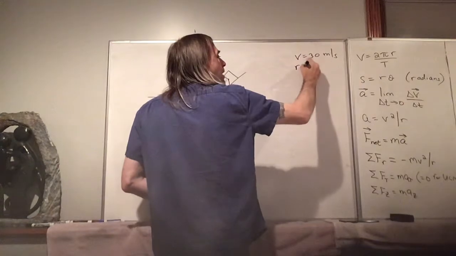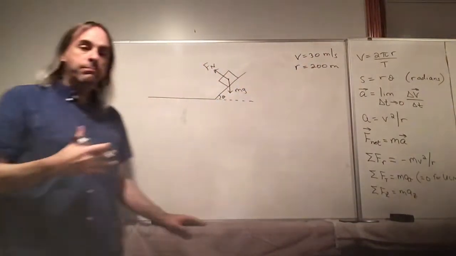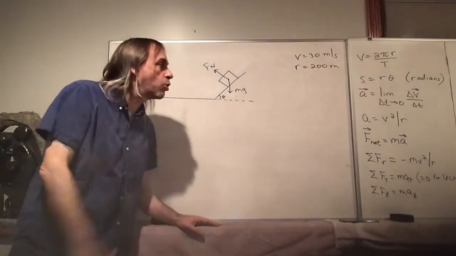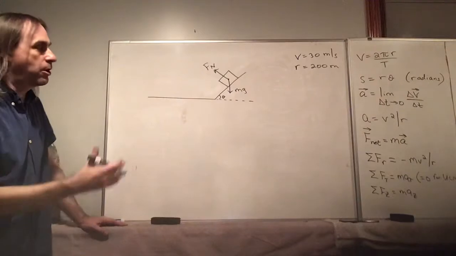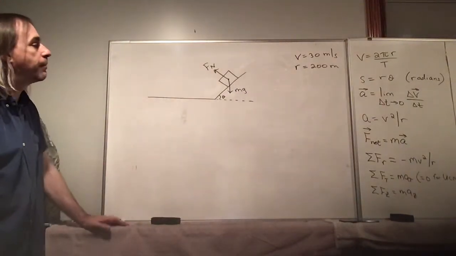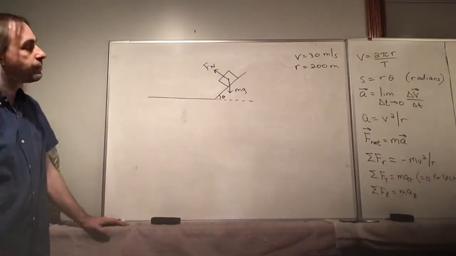And let's say the radius of this curve is 200 meters. Now, obviously this doesn't have to be a complete circle. It could just be a portion of the circle, so the circular motion would only be happening over a fraction of the circle, but that's fine. Our goal is to find the angle.